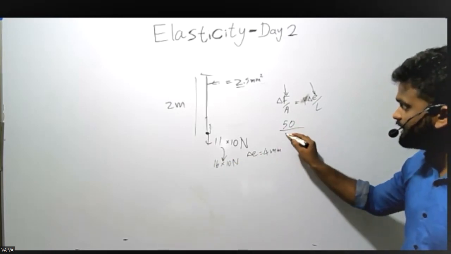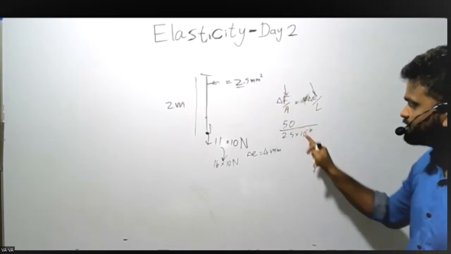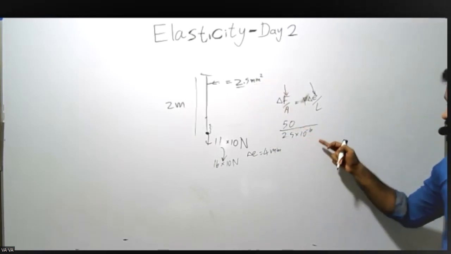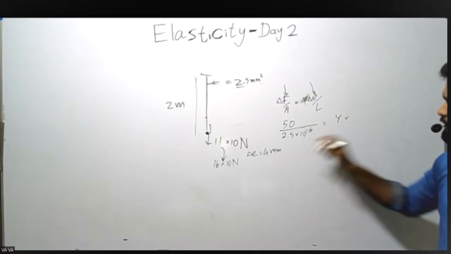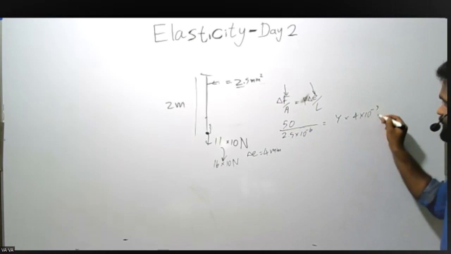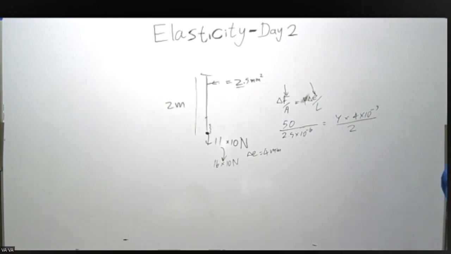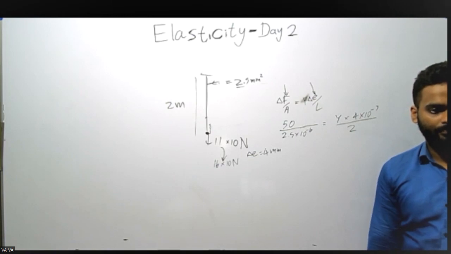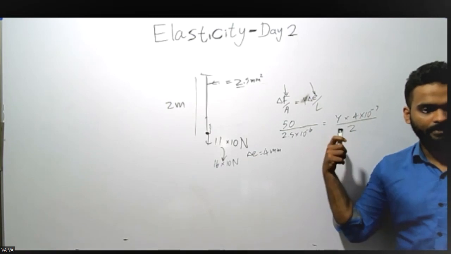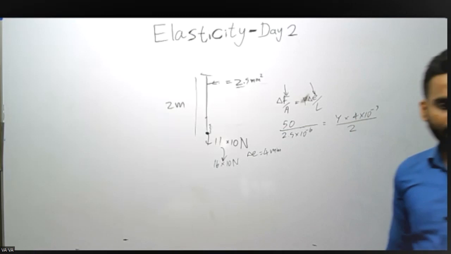50 Newton divided by area is 2.5 square millimeters, converted to square meters. So that is minus 6. Y. Delta e is 4 millimeters, 4 times 10 to the power minus 3, divided by length. Length is 2 meters, right? Okay, so in this case you have to find Y. So what should be the answer? If you didn't get that right, take it down and let me know the answer.